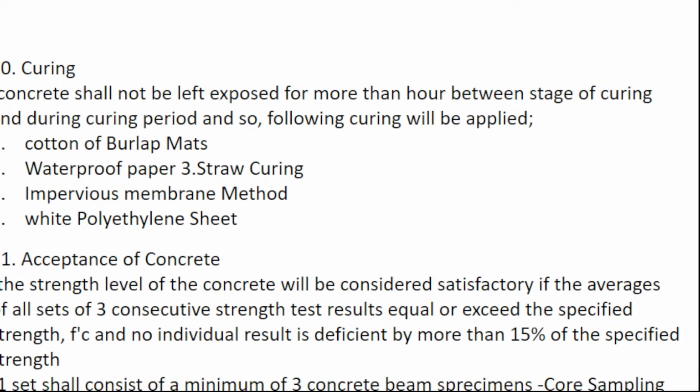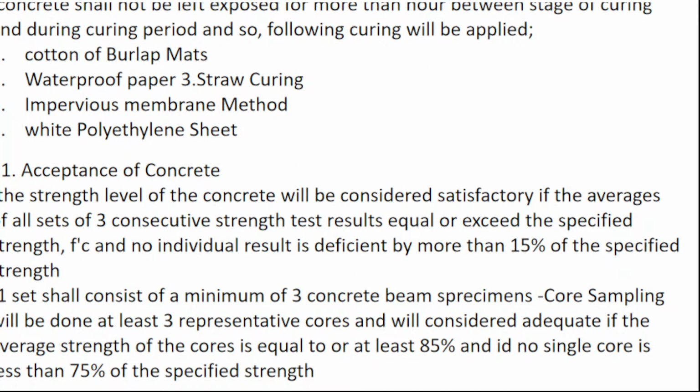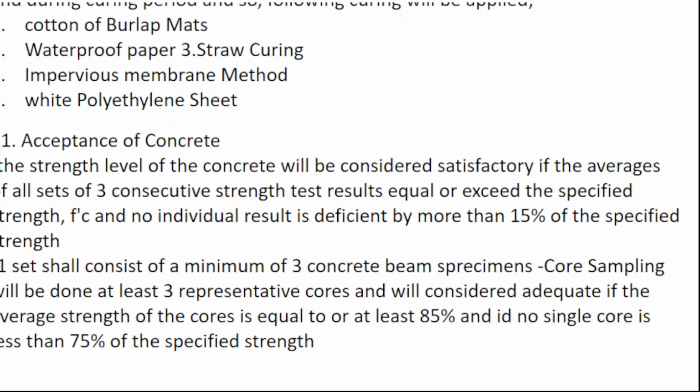11. Acceptance of concrete. Okay. Strength level of concrete will be considered satisfactory if the averages of all sets of 3 consecutive strength test results equal or exceed the specified strength f'c, and if no individual result is deficient by more than 15%. Okay. So we are testing the f'c. Every test must be within 15%. One set shall consist of a minimum of 3 specimens, beam type specimens.